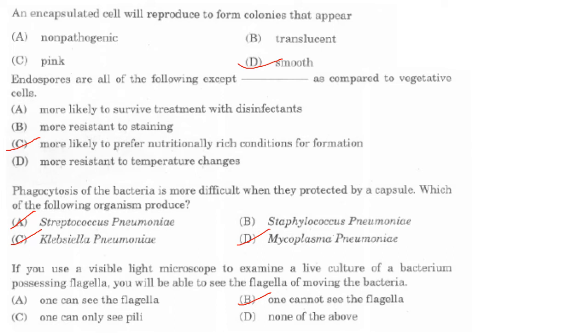Streptococcus pneumoniae has got a capsule. Klebsiella pneumoniae has also got a capsule, and Mycoplasma pneumoniae have also got a capsule. So A, C, D all three produce capsule.